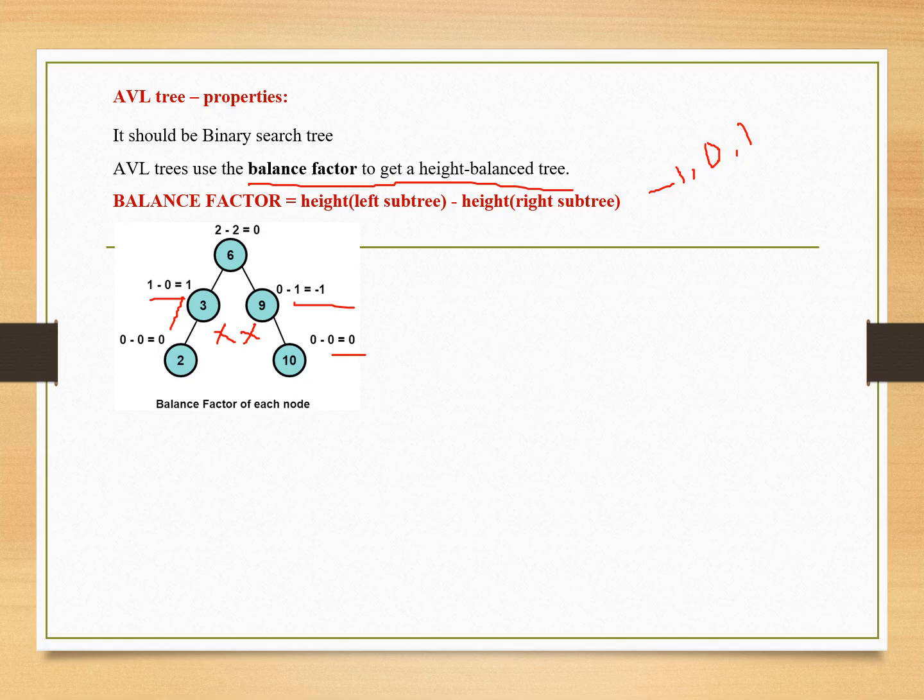Coming to 6, the height of the left subtree is 2. The right subtree height is also 2. So the balancing factor for node 6 is 2 minus 2, which is 0. As I already said, minus 1, 0, 1 are permitted values, and the balancing factors of all the nodes are within these permitted values. So it is an AVL tree.